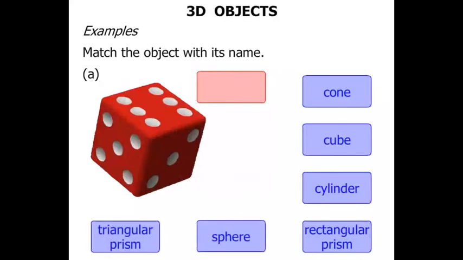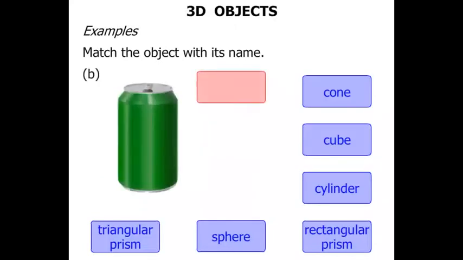So what do you think this is? It's got all square faces. There's 6 of them. This is, in fact, a cube. The next one, this green soft drink container. It's got a round top. What do you think? This is a cylinder.